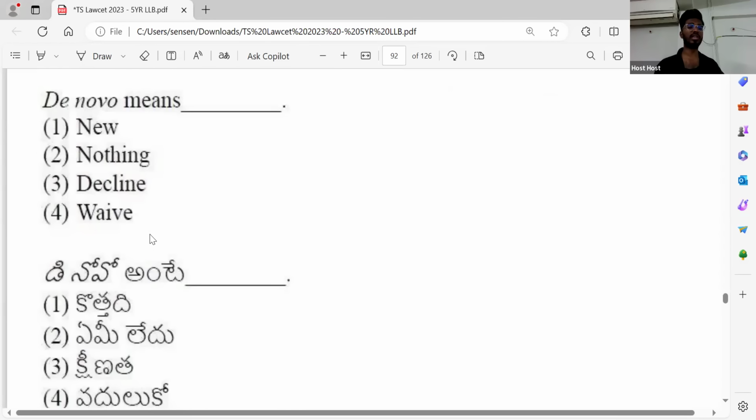What is the meaning of de novo? Novo is to do something new. Okay. Novel innovation is new innovation. Right. So de novo is new.